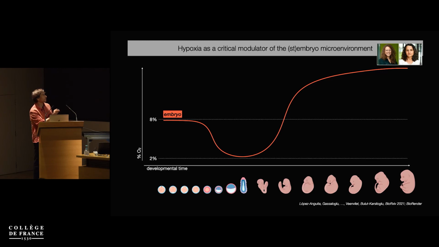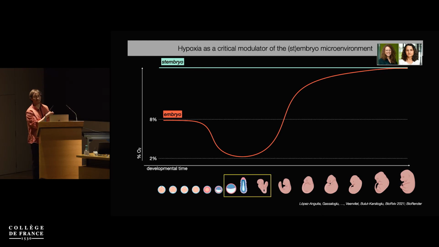This was triggered by the knowledge that embryos, upon fertilization, do not grow under atmospheric oxygen conditions, but actually grow under highly hypoxic conditions, as low as 8% early on, and then around implantation or early post-implantation, it's about 2%. Nevertheless, we routinely culture these stembryos under atmospheric oxygen conditions, so much higher, 21%. So what is the effect of this difference?